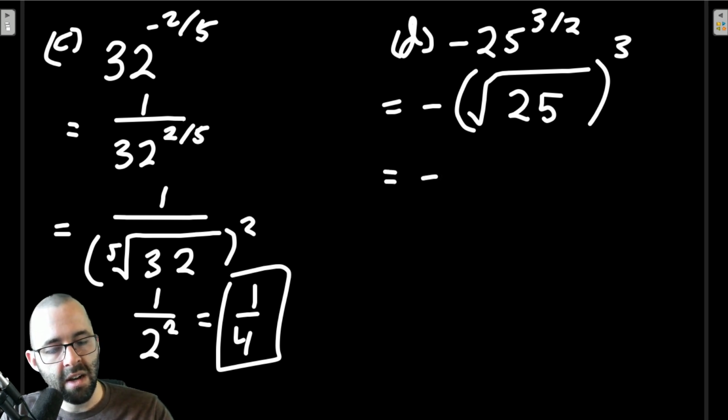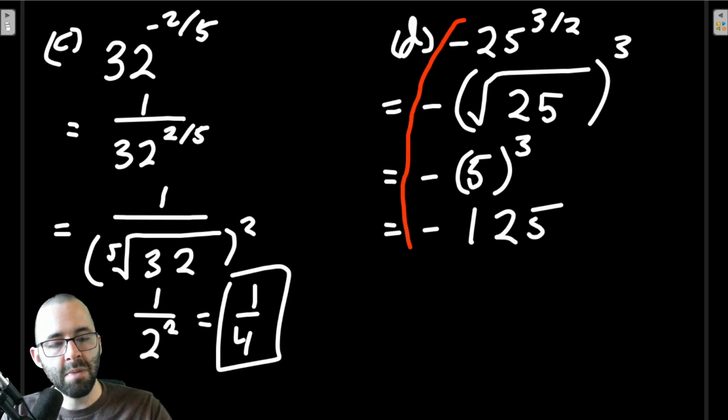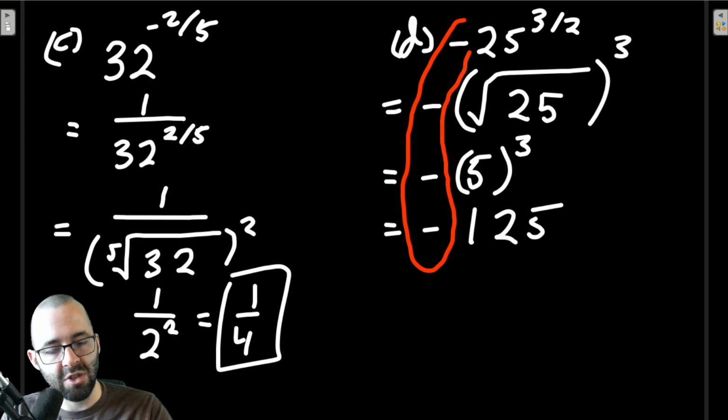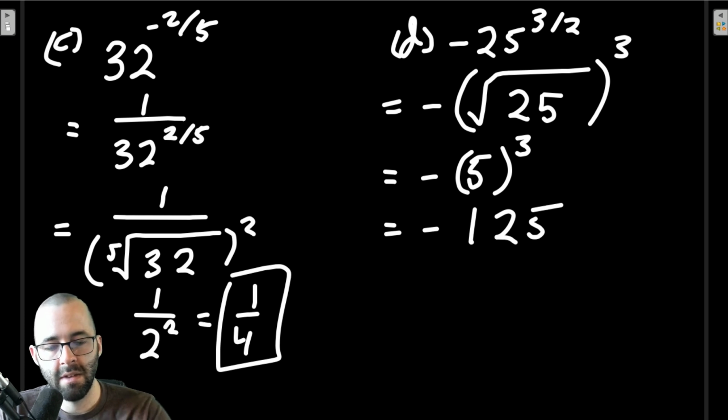So square root of 25 is 5. Then we have to cube that. 5 cubed is 125. And notice for this whole problem, the negative doesn't do anything. It's just sitting out in front. We're just copying it down over and over and over again. Because it's not in parentheses, it's not getting the exponent. So it's not getting the radical either. And that'll be our final answer here.